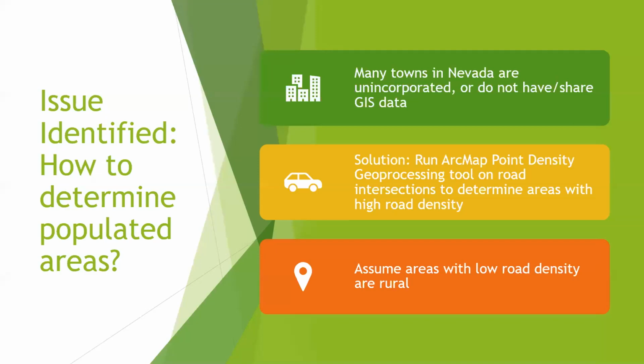Finally, another issue was how to determine populated areas. Many of the populated areas in Nevada are either not incorporated or don't share GIS data. So my idea was to run a point density analysis using some input that ties back to population. I looked at using the Microsoft building outlines that they just published for the entire US, but I ended up using road intersections because I think that captured it a little bit better, though either way would have been fine. The results show, I think, a pretty good representation of the populated areas in Nevada.